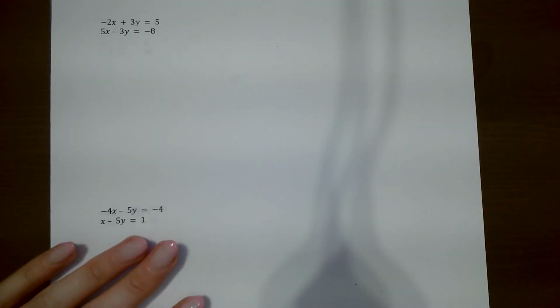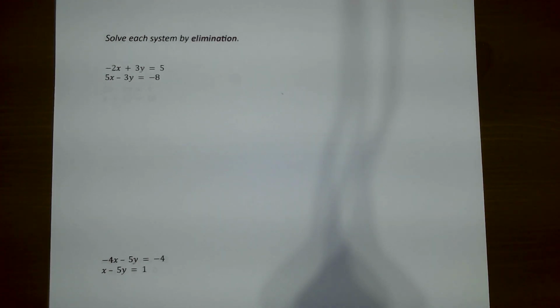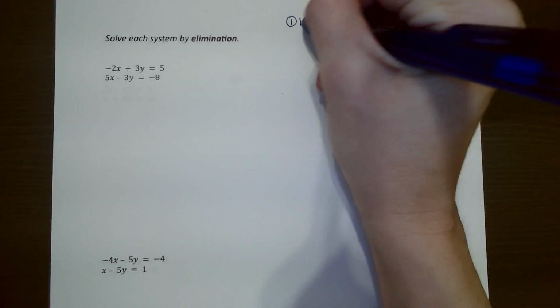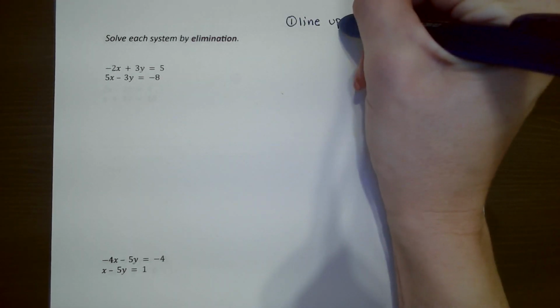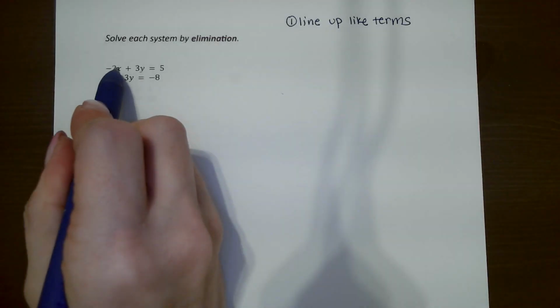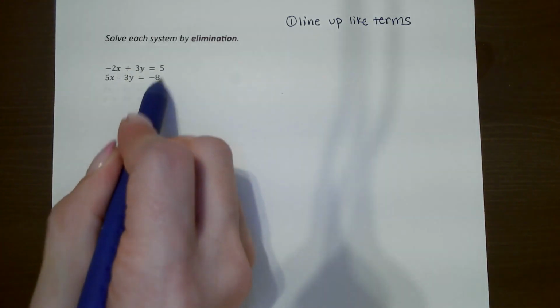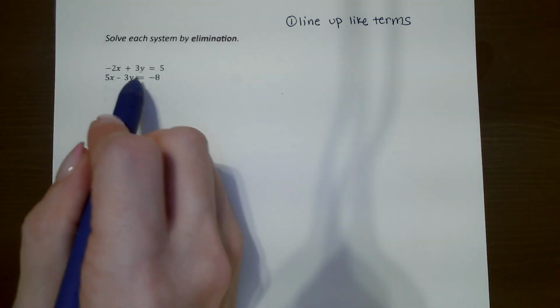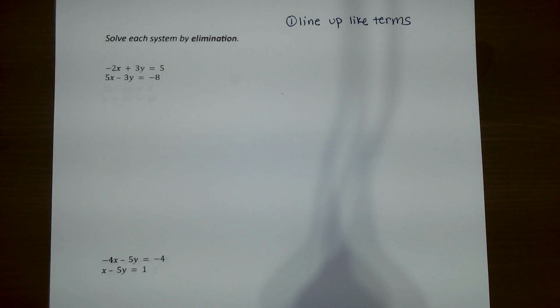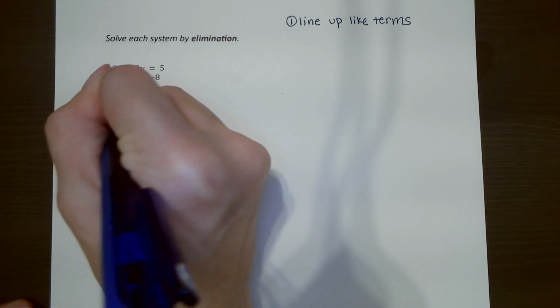Now let's try elimination. Now, when we're eliminating, we want to try and cancel out one of our variables. So all that's left is the other one. So for elimination, step number 1, we want to line up our like terms. So we look and make sure the x's are aligned, the y's, the constants. And this one already is somewhat, but the way the computer printed it out, it's a little off kilter. So I want to make sure it's truly lined up just so I don't throw myself off or leave myself room to make any silly mistakes.